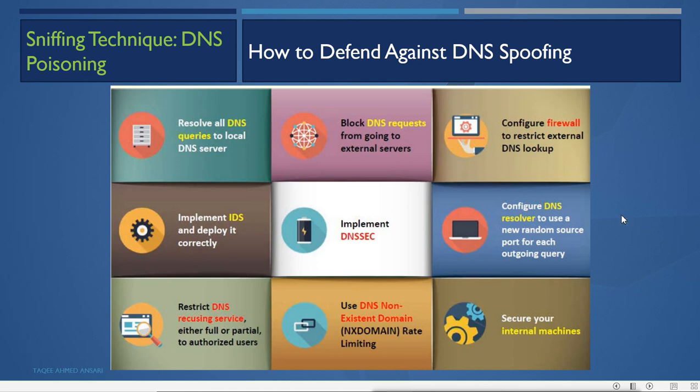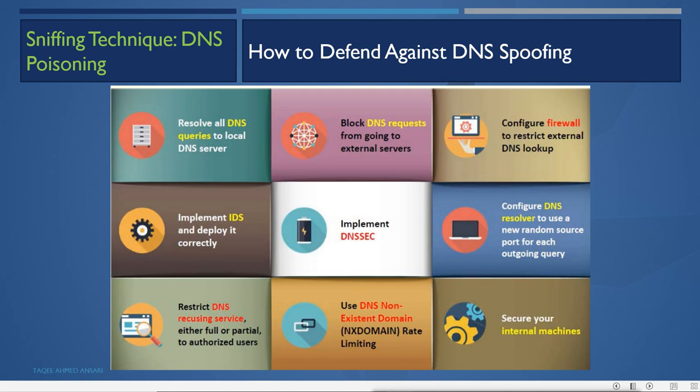Then we should implement the IDS and deploy it correctly. IDS means intrusion detection system. This is not a firewall, but it is more than a firewall. It actually detects all those kinds of attacks which an attacker can do. Then implement DNS security, so that your queries and responses will be secure from your authenticated users to your authenticated DNS server. So your clients will not go to the fake DNS server and do the query.